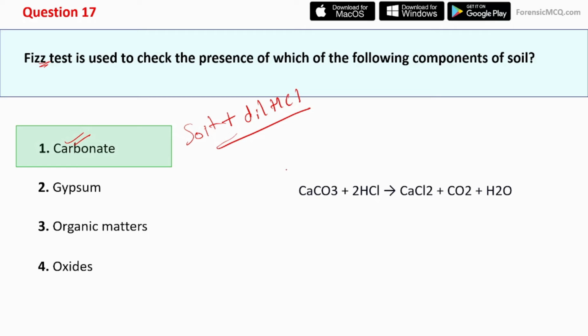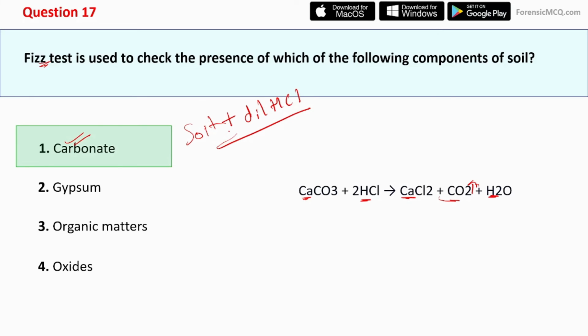Now, there is a reaction involved in the Fizz test. The most common carbonate present in the soil is calcium carbonate. So when we add dilute HCl, it gets converted into calcium chloride, carbon dioxide, and H2O. This release of CO2 gives a fizzing sound or effervescence, which is the basis of the Fizz test.